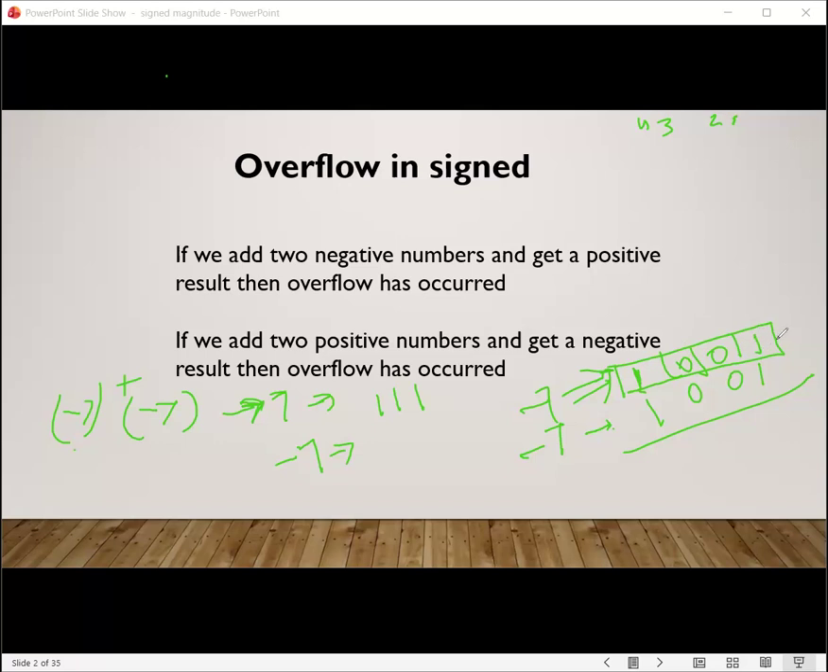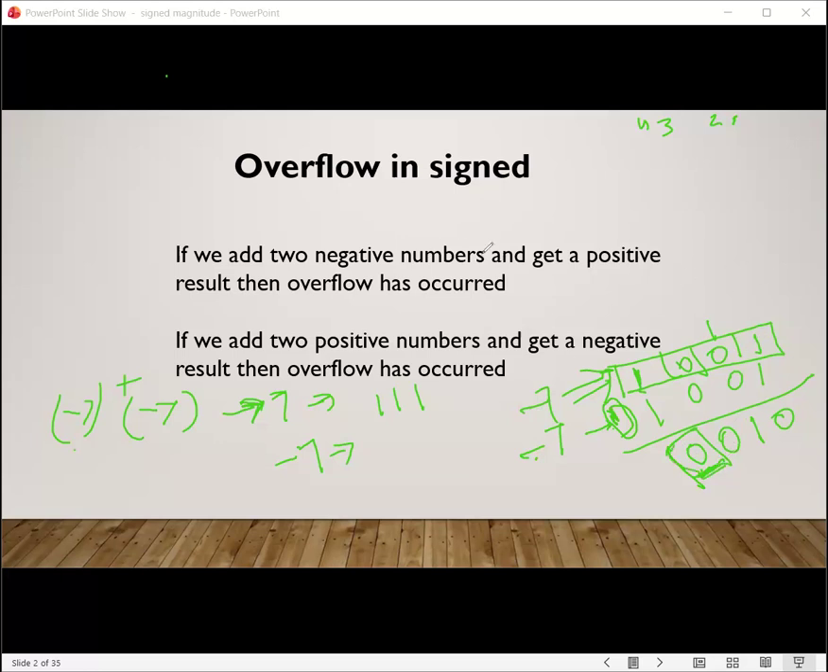Okay, so when we add both the numbers, what is the answer we get? 1 plus 1 is 0, carry 1. 1 plus 1 is 1, carry 1. We can't use this carry here, right? We can't put this here. This is a carry. So what is the first sign bit here? 0. Actually, we added two negative numbers and we got a positive number. So the sign bit is 0 here.